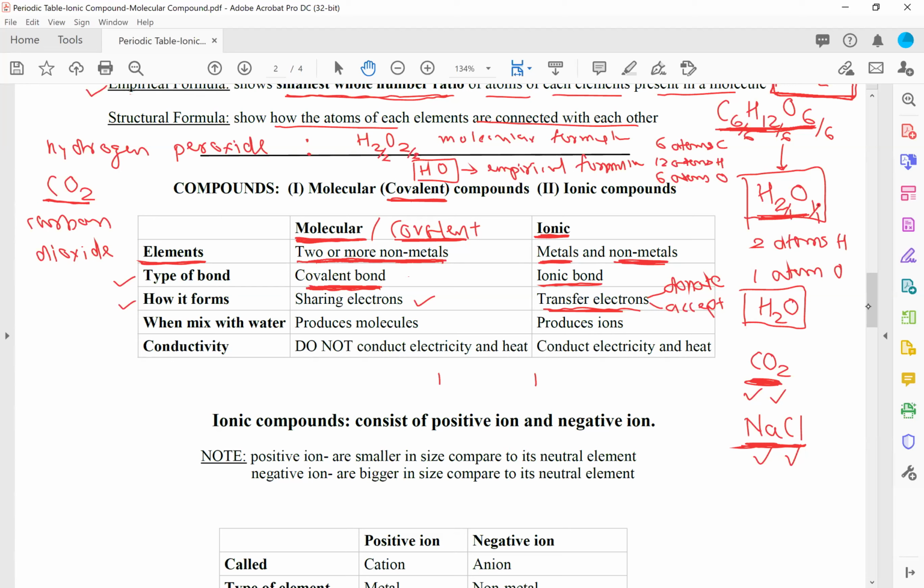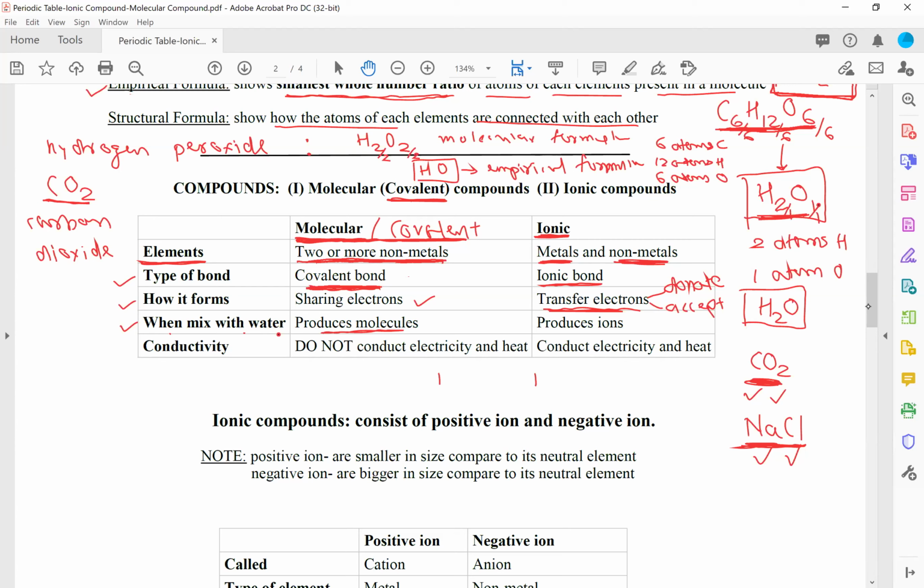Do you guys follow this? Excellent. Something to remember as a multiple choice question in the exam. I personally like to ask this kind of question, true or false: when you mix different compounds in the water, are they going to stay as the compound itself, or are they going to break down? For the molecular compound or covalent compound, when you mix or dissolve in water, they stay intact. They are going to stay as a molecule itself.